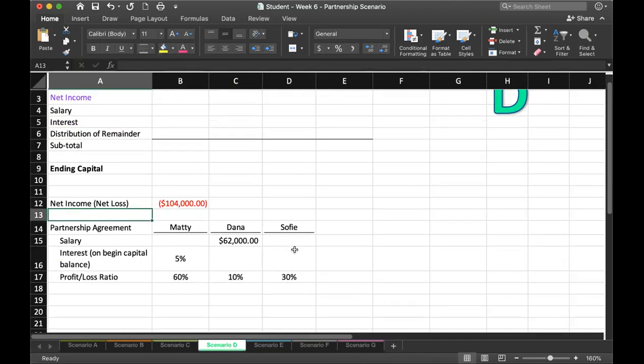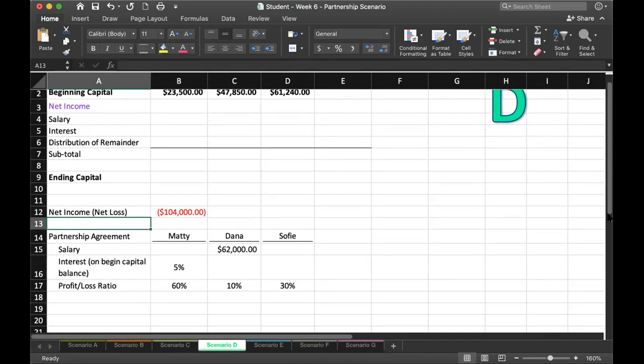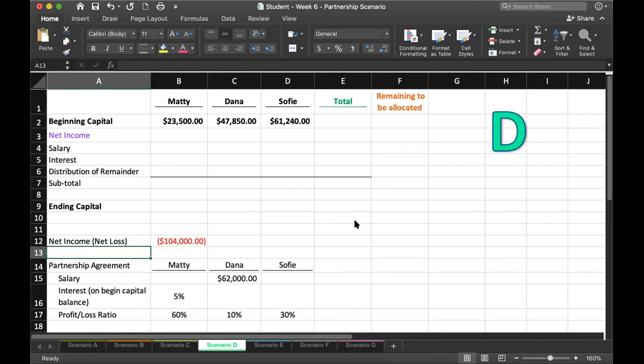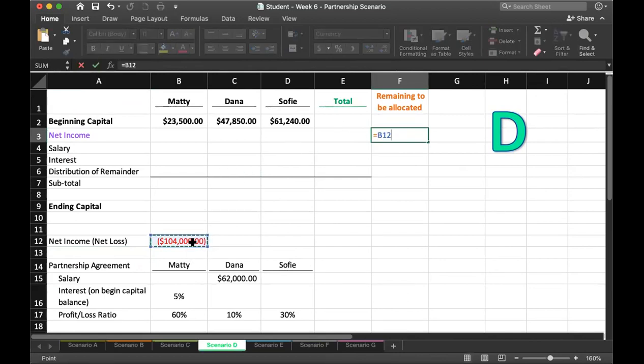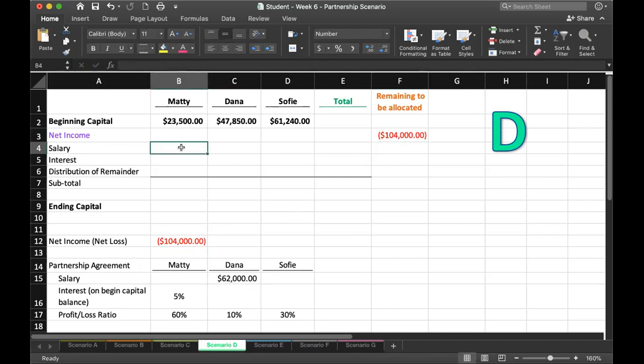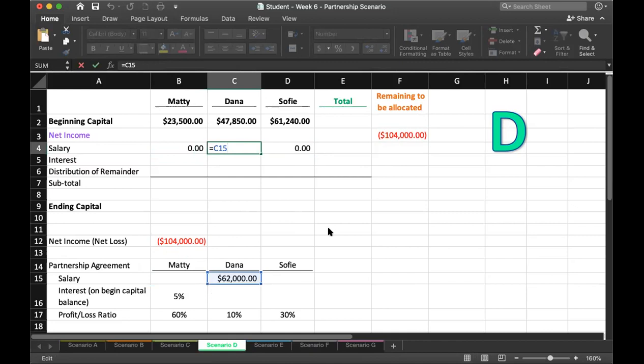And when we have a net loss, we're pretty much doing the same thing as we did before. The net income is a negative 104,000. Now, in this scenario, Maddie has no salary, but Dana has a salary allocation of 62,000 and Sophie has none.